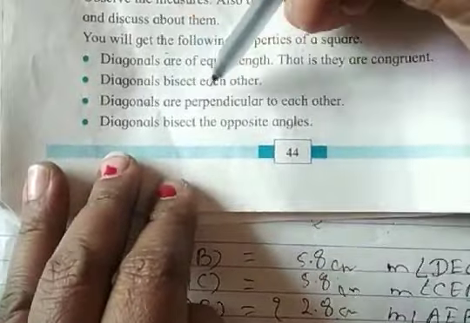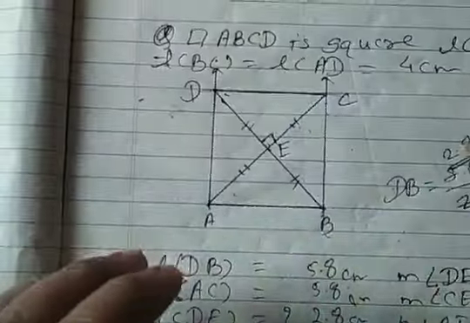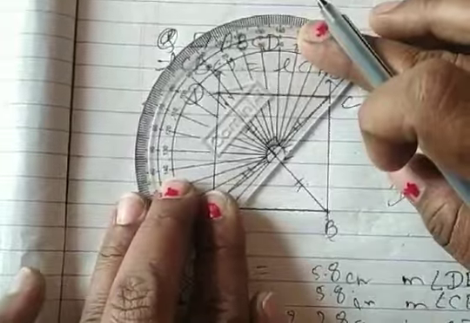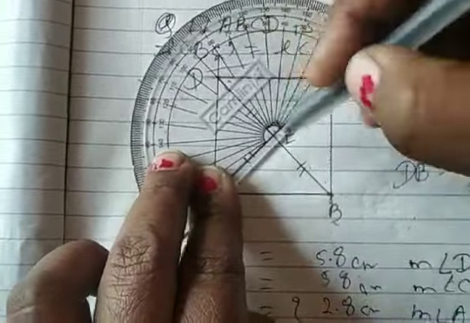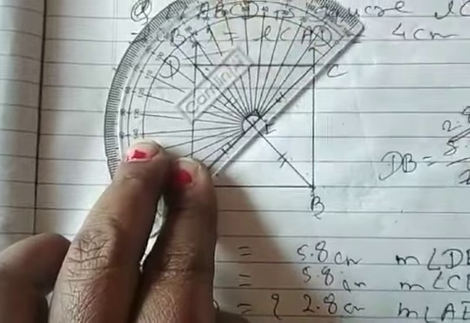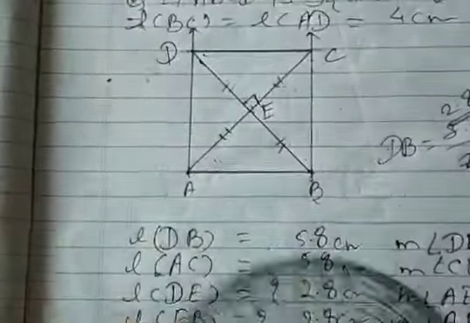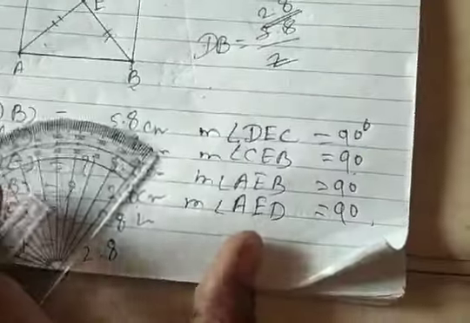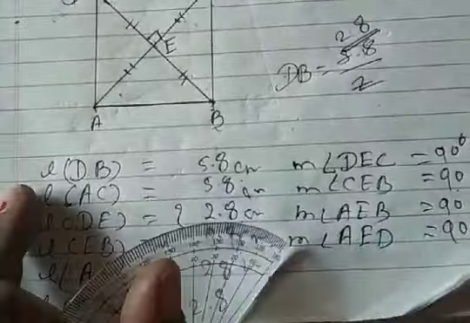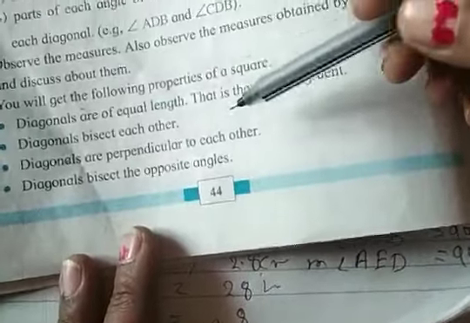Again, diagonals are perpendicular to each other. Just now I showed you that they are perpendicular, meaning its angle's measure is 90 degrees. Okay, if you see here, this line is passing through 90 degrees. So this angle I showed to you, all these angles' measure is 90 degrees, meaning the diagonals are perpendicular to each other and bisect each other.